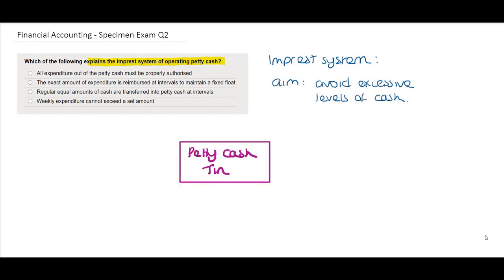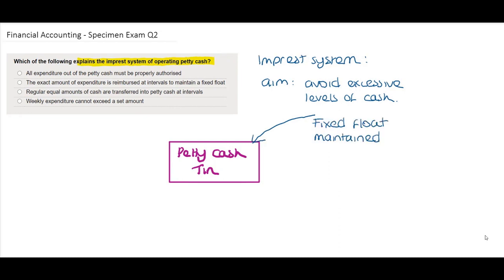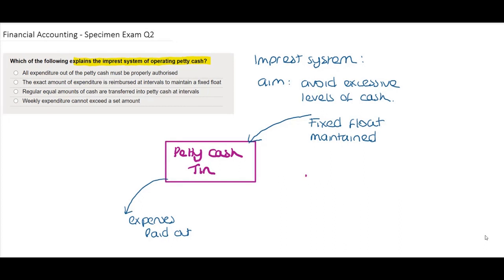Petty cash will be stored within a business. There will be a fixed float of cash that is kept in the petty cash tin. Then, as the business incurs expenditure, that money will be paid out. The books and records will be updated regularly for the movements with the petty cash tin, but what's significant about the imprest system is that the petty cash will be reimbursed at regular intervals for the expenses that have been paid out.